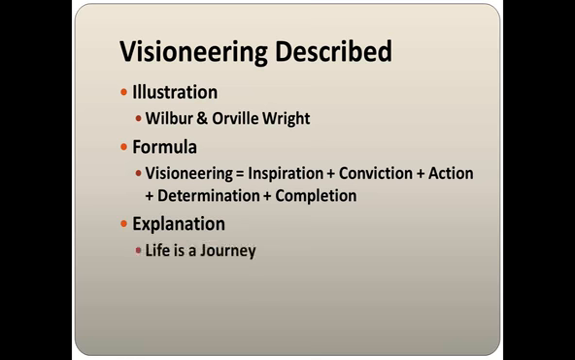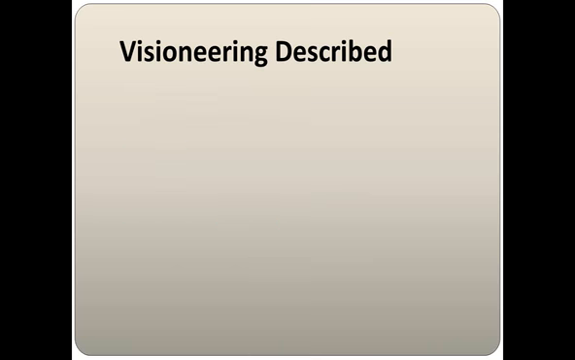He then gives an explanation that life is a journey. In his book, Visioneering, he says that every life is a journey, and every journey has a destination. We all end up somewhere in the roles we play in life. Personally, professionally, domestically, spiritually. And a few people end up somewhere on purpose. These people are the ones that have vision.